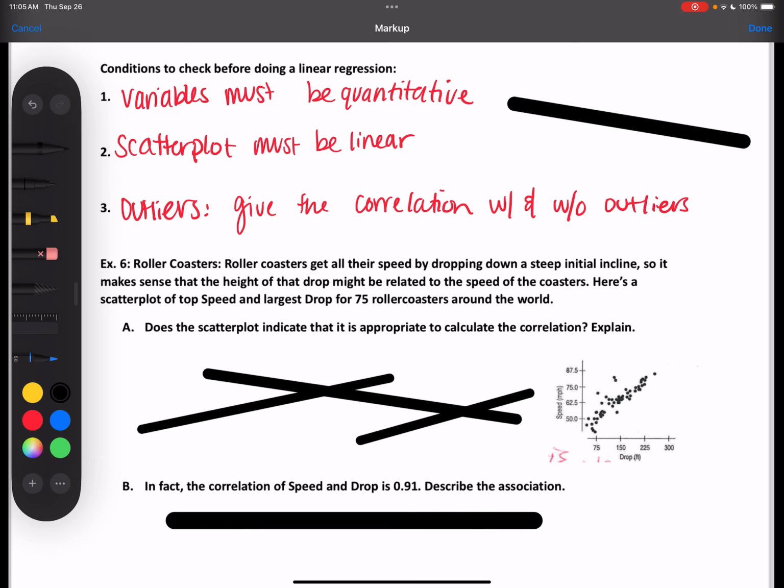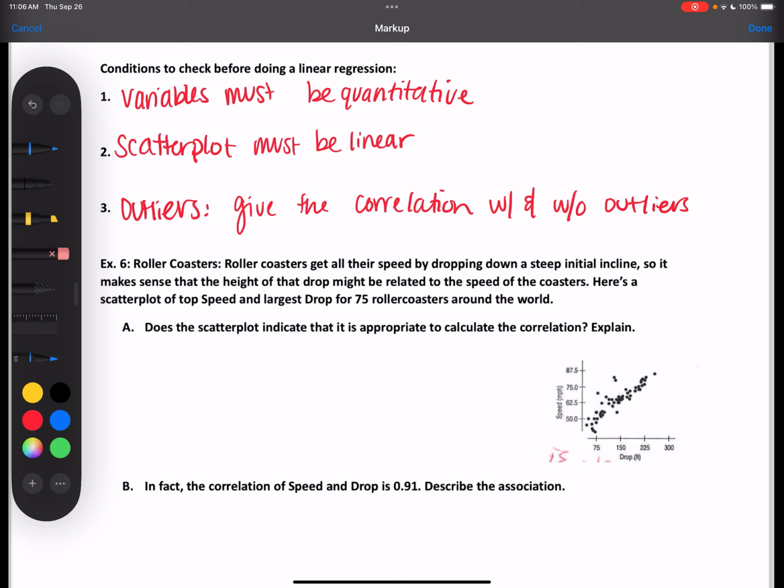Roller coasters get all their speed by dropping down a steep initial incline. Well, not all of them, but a lot of them do. So it makes sense that the height of that drop might be related to the speed of the coaster. Here's a scatter plot for the top speed and largest drop for 75 roller coasters around the world. So notice we've got the drop height here, speed is here. And so we can see kind of what's happening.